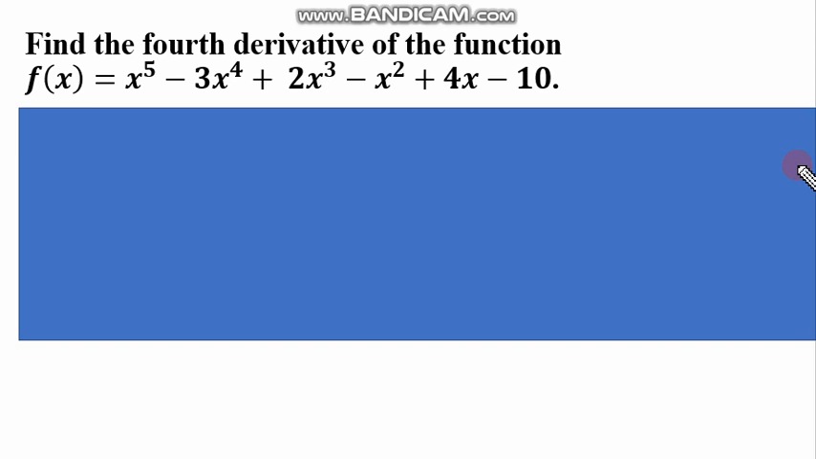Okay, we will find the fourth derivative of the function f of x equal to x raised to the fifth minus 3x raised to the fourth plus 2x cubed minus x squared plus 4x minus 10. You can pause this video to solve it first, and we will get the real value of the fourth derivative of the function later.